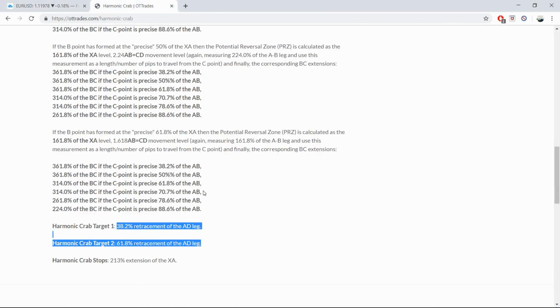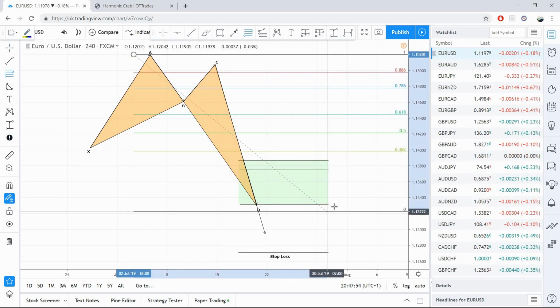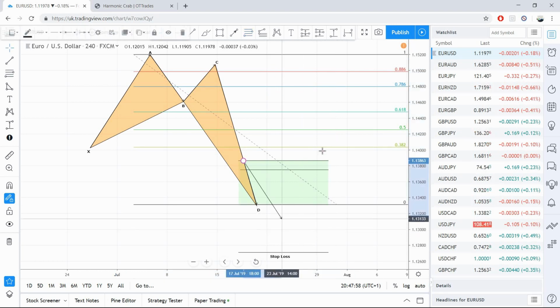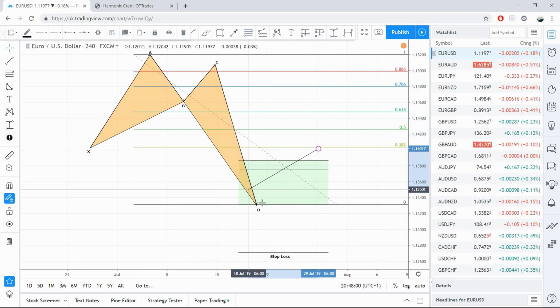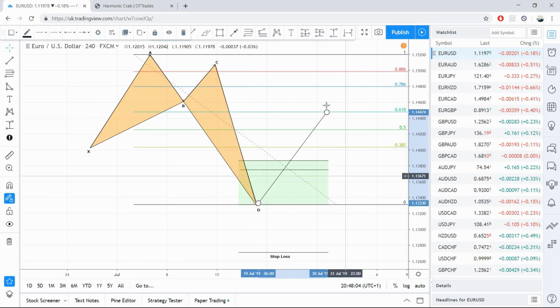So targets 382 and 618 of the A to D leg, like they are with most patterns. So stretch our fib retracement tool from A down to D. So our initial targets are the 382 and 618 of A to D.